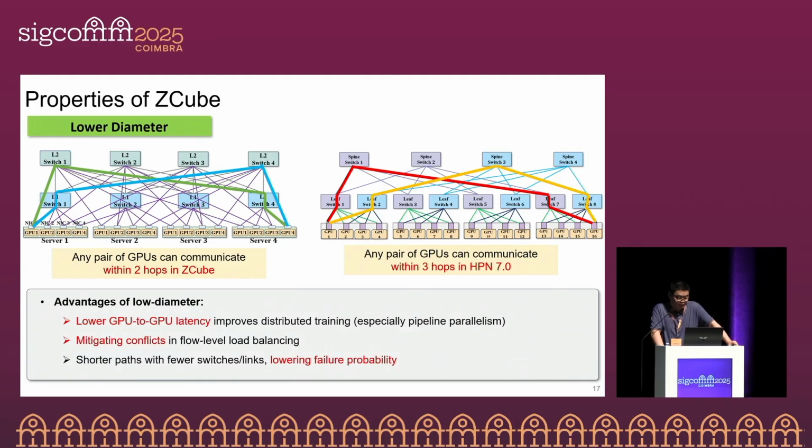The advantages of the low diameter include, first, it can reduce GPU to GPU communication latency, which improves distributed training, especially pipeline parallelism, where many small flows are generated. And second, it helps mitigate conflicts in flow-level load balancing. And finally, shorter paths with fewer switches and links can lower the failure probability.